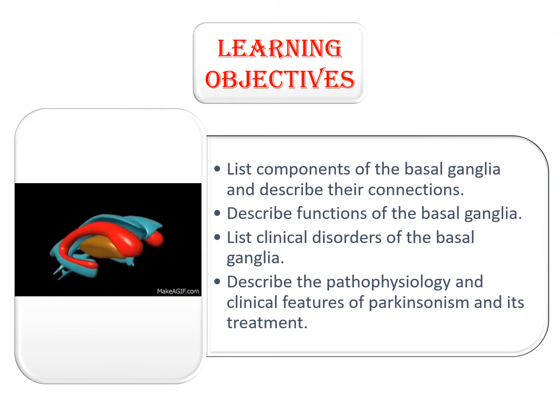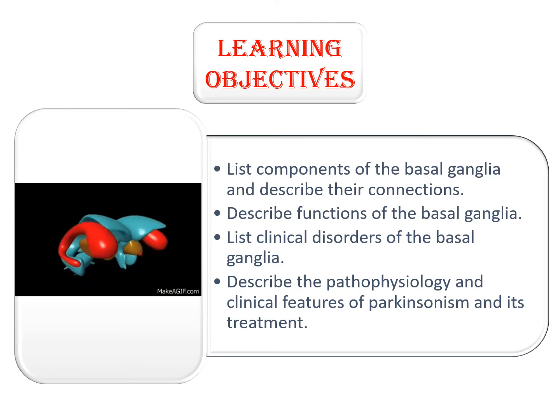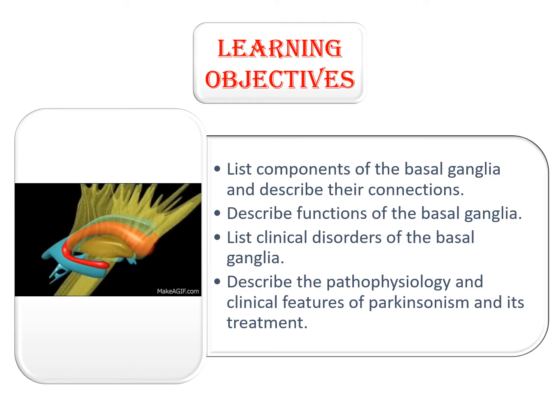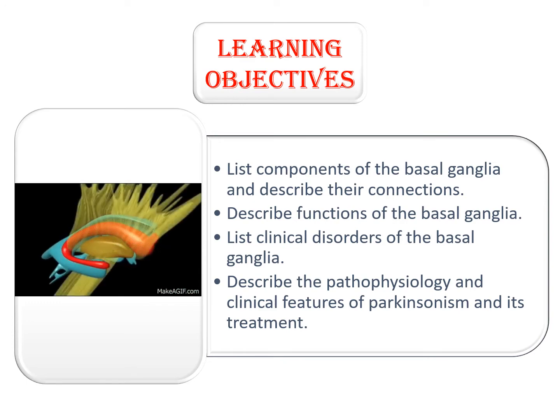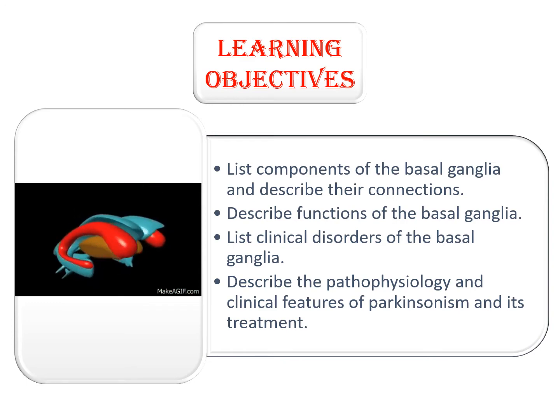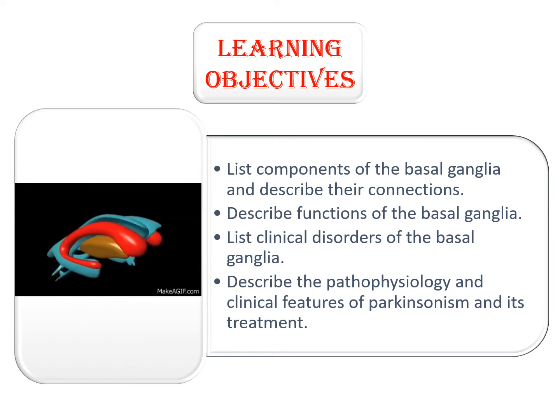We learn about the objectives. List the components of the basal ganglia and describe their connections. Then describe the functions of basal ganglia. List the clinical disorders of basal ganglia. Then describe the pathophysiology and clinical features of Parkinsonism and its treatment.